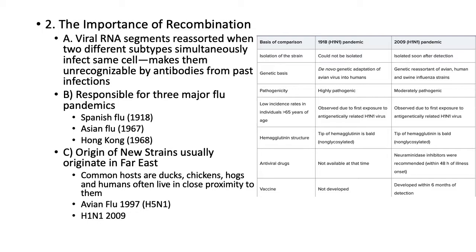A lot of times these new strains do originate in the Far East, and that's because of how close humans live to animals like ducks, chickens, and hogs. So the avian flu of 1997 was H5N1. It was transmitted between birds, and birds migrate. The mortality rate of avian flu was, if I remember, really, really high, but the transmission was low because it could only spread from birds to humans, and it didn't go from human to human. So the only way you got avian flu was from being around birds.